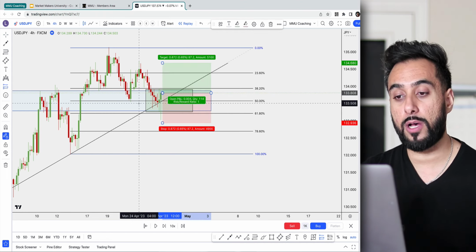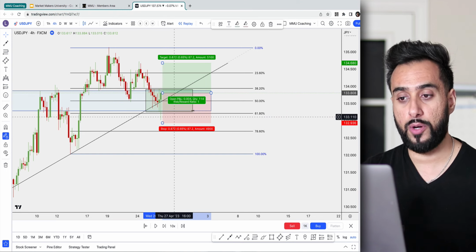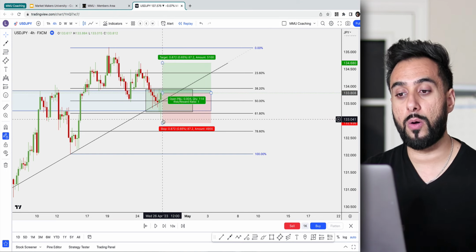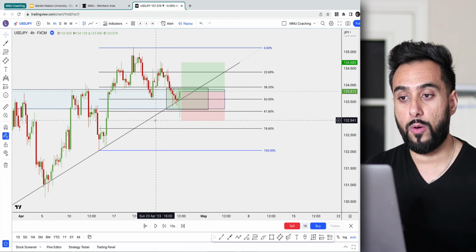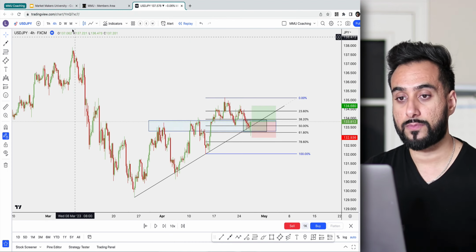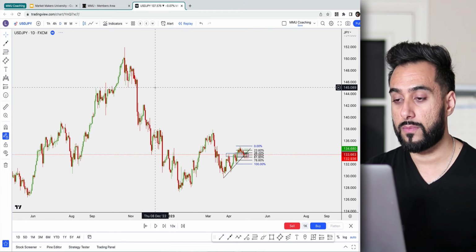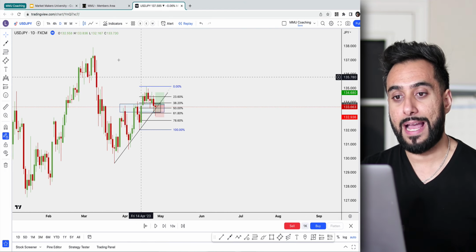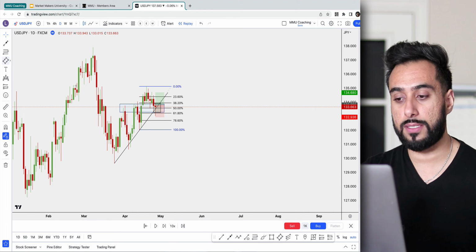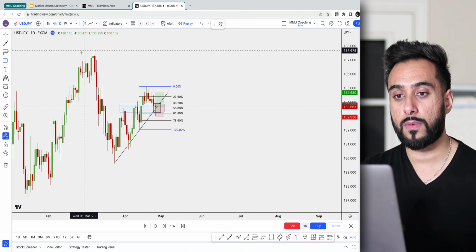Where do we want to put our stop loss? We want to put our stop loss pretty much where it is, below the lowest wick around this nearest area. And what should we do with our take profit? I see this zone right here, so we can mark this as a zone as well.